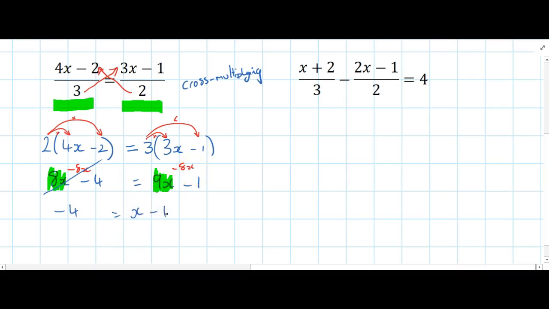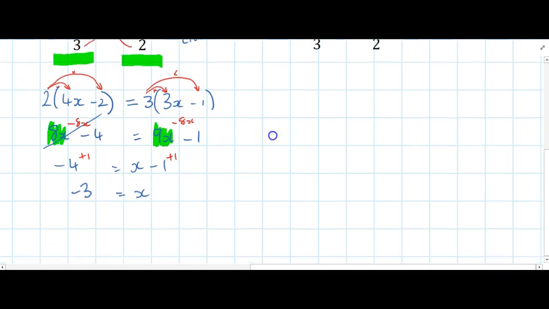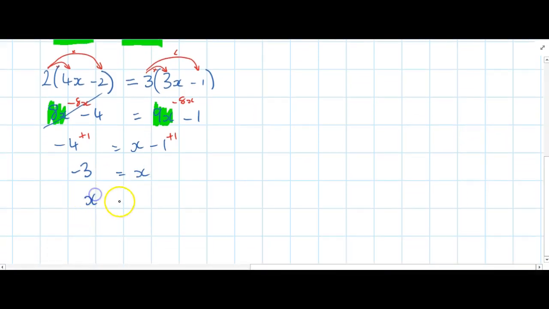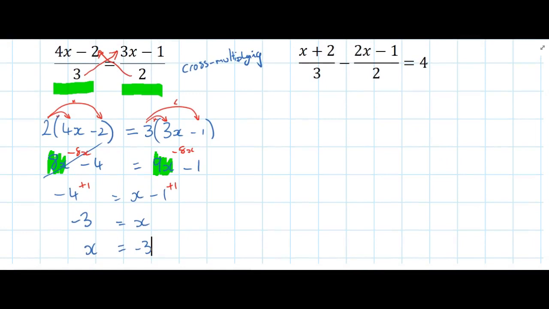minus 1. Okay? Now the object of this is to get x on its own. So I'm going to plus 1 to both sides. And we finally get, I'll write it all out like this. So negative 4 plus 1 is negative 3, and that equals x. Okay, so finally, usually we have our x's on the left. You can rearrange it like that. Whenever you have a linear equation with one variable, you should be able to solve it. It is solvable.